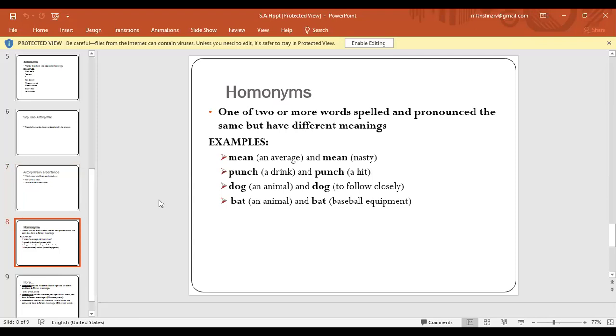So, homonyms. What is a homonym? One of two or more words spelled and pronounced the same but have different meanings. For example, mean, which means average, and mean, nasty. Punch, a drink, and punch, a hit. Dog, its meaning is an animal, and dog meaning to follow closely. Bat, an animal, and bat, baseball equipment.